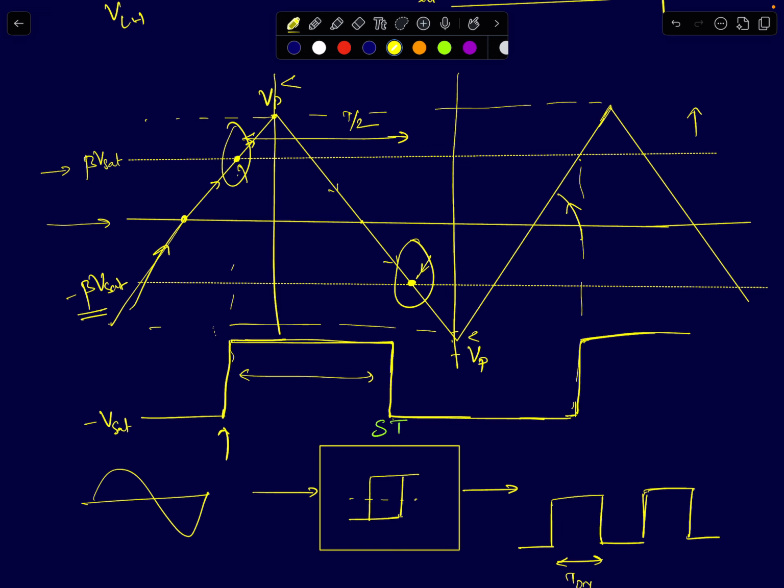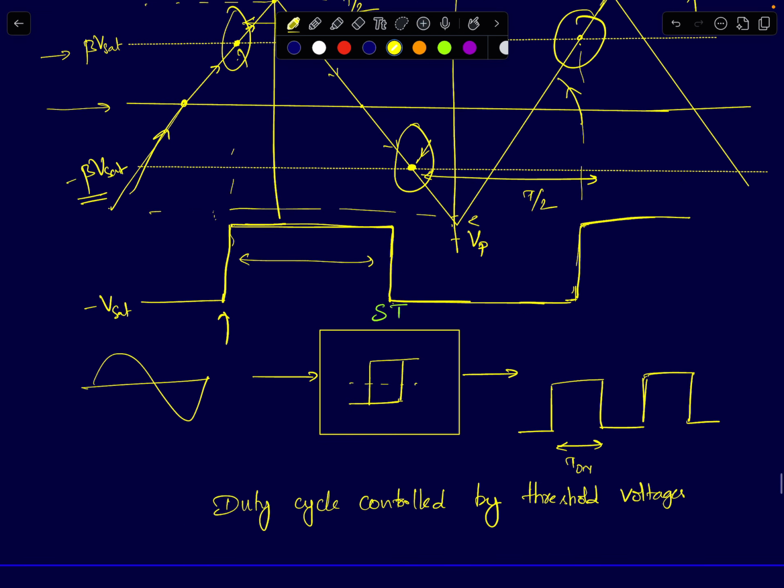Therefore, I can argue that the on time will be T by 2 seconds. And similarly, the time between this point and this point here is again T by 2 seconds. So therefore, the output waveform will have a 50% duty cycle. So that's the take home point here: the threshold voltages control the duty cycle at the output of your Schmitt trigger.